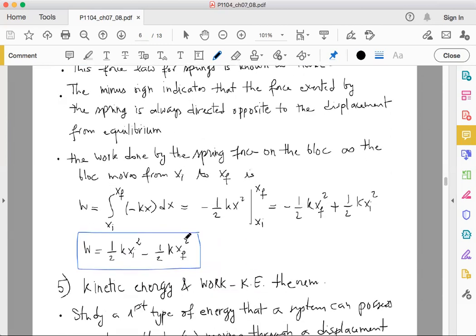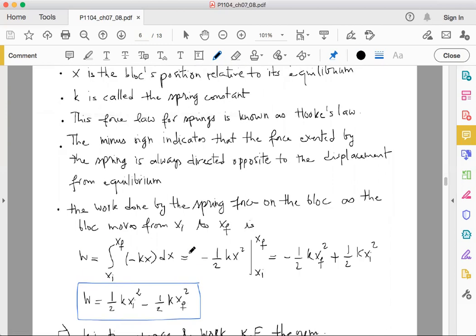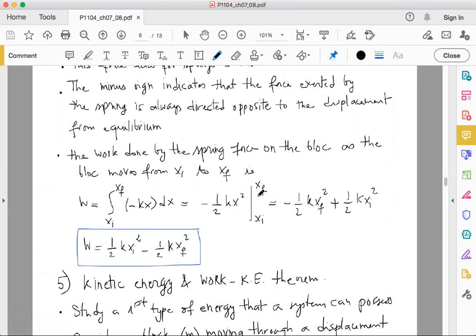Also, you can memorize this expression, which is the work done by the spring force. It's given by half k x initial squared minus half k x final squared, where k is the spring constant, and x initial and x final are the positions of the block, in this case, attached to the spring between initial and final time.